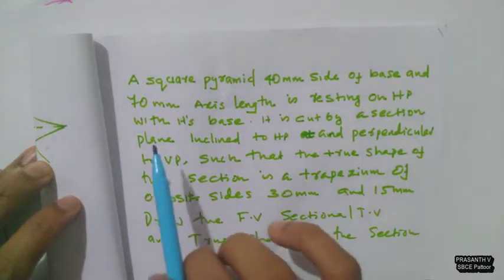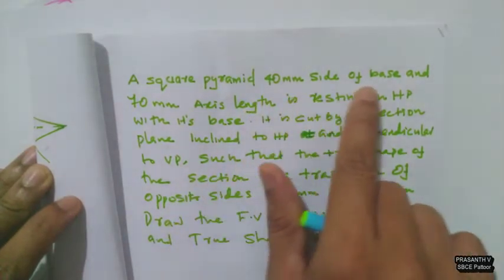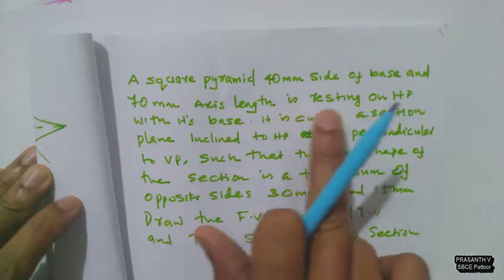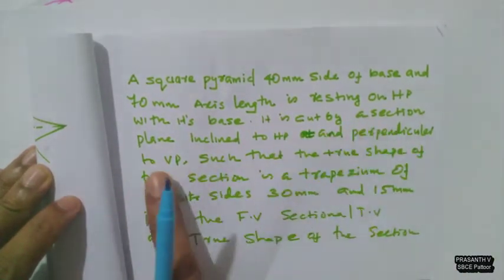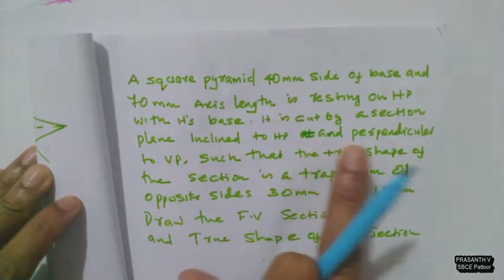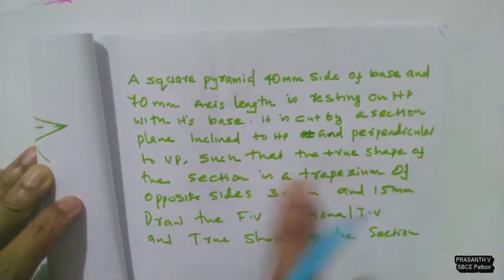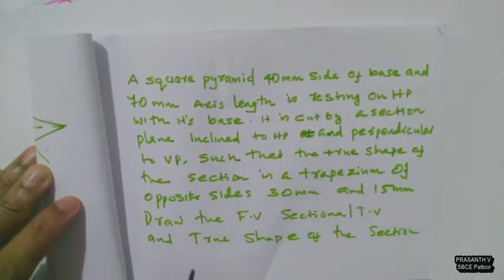Now we will do another problem: a square pyramid, 40 mm side of base and 70 mm axis length, is resting on HP with its base. It is cut by a section plane inclined to HP and perpendicular to VP such that the true shape of the section is a trapezium of opposite sides 30 mm and 15 mm. Draw the front view, sectional top view and true shape of the section.